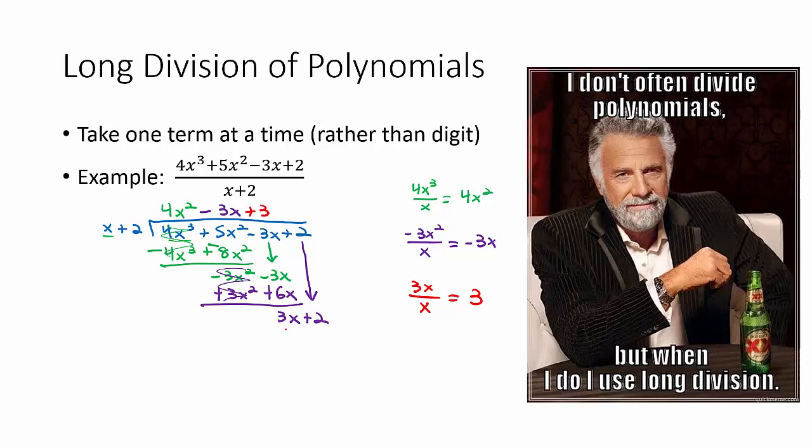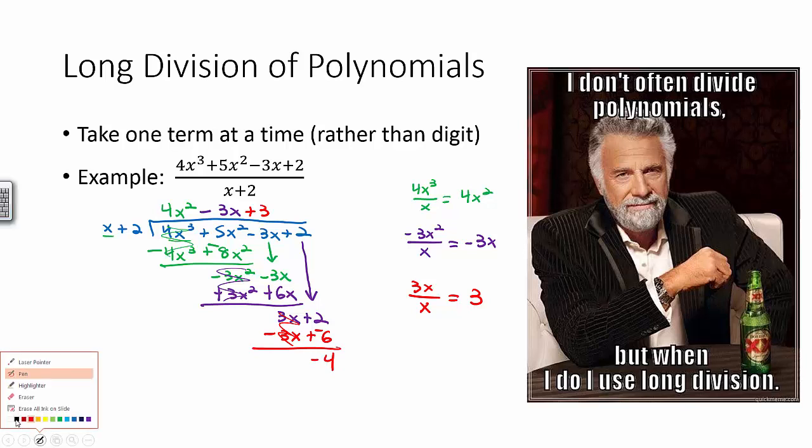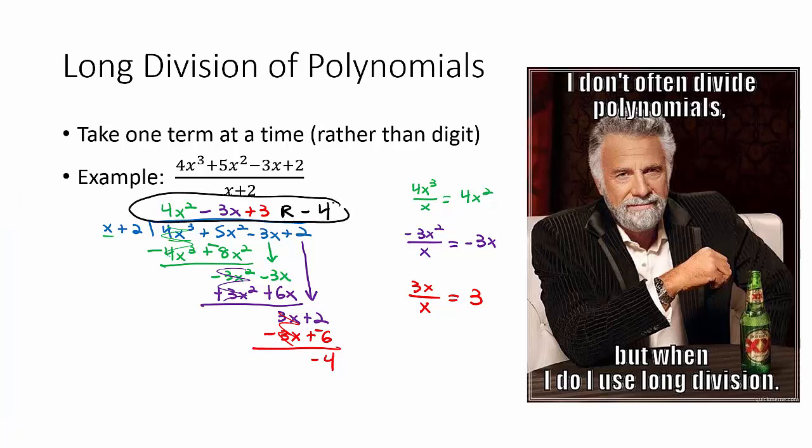And multiply by the front. 3 times x is 3x. 3 times 2 is 6. And then we change the signs. Change the signs on everything so that when we subtract, we get 0. 2 minus 6 is negative 4. There's nothing else to bring down, so we'll say there's a remainder of negative 4. And so we get this solution of 4x squared minus 3x plus 3 with a remainder of negative 4.